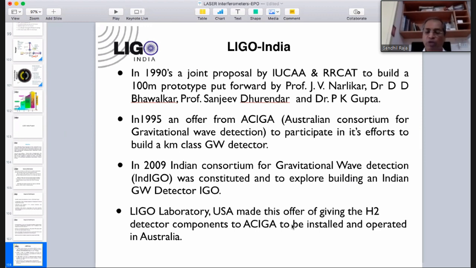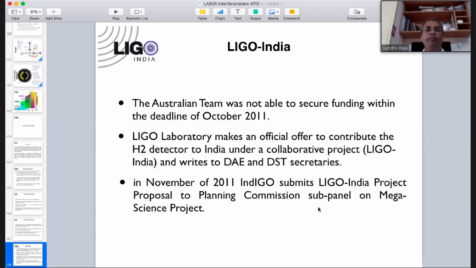As events would have it, LIGO Laboratory decided to contribute H2 as a possible third detector outside the US, to Australia, and IndIGO decided to participate in ASIGA's effort to put H2 as an Australian detector, LIGO Australia, and gain experience on it to come back and build an Indian detector called LIGO-India.